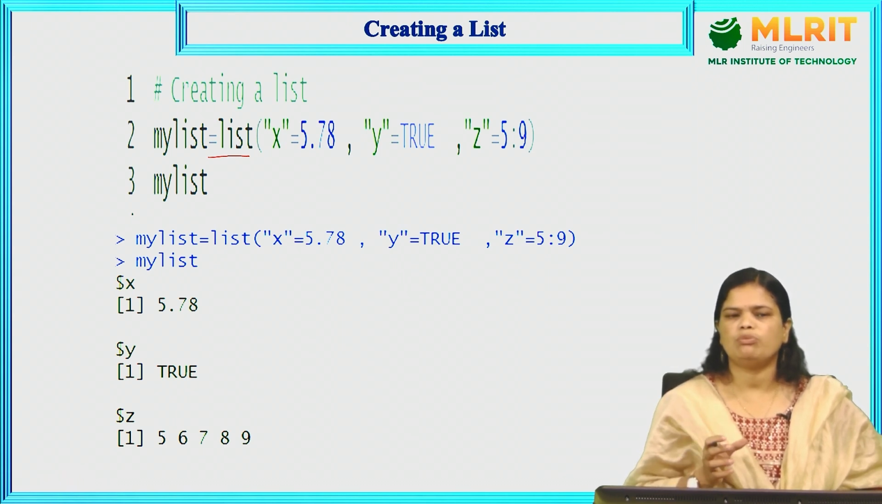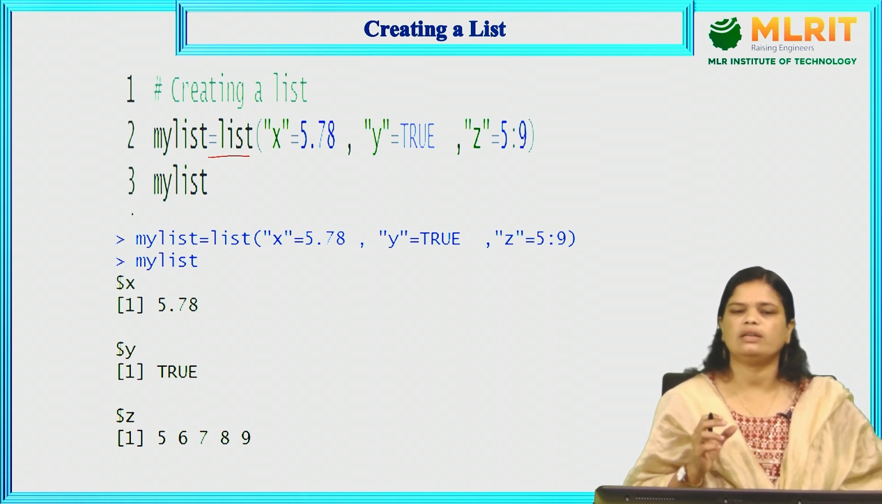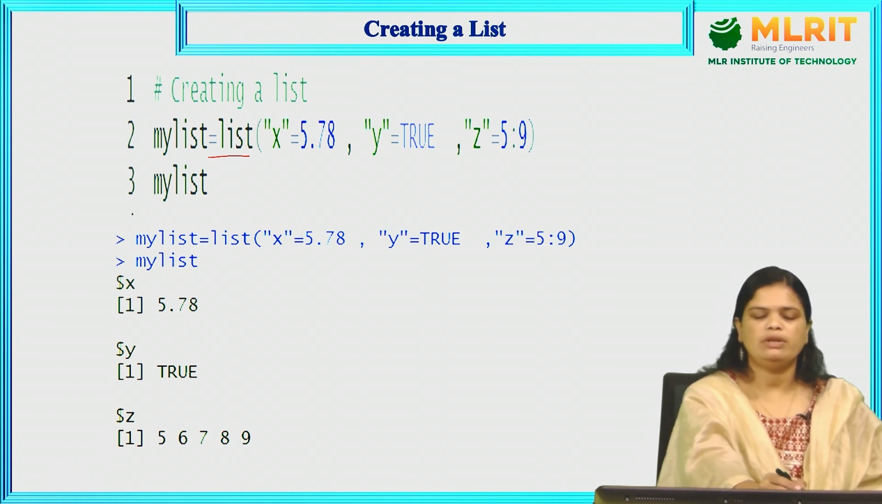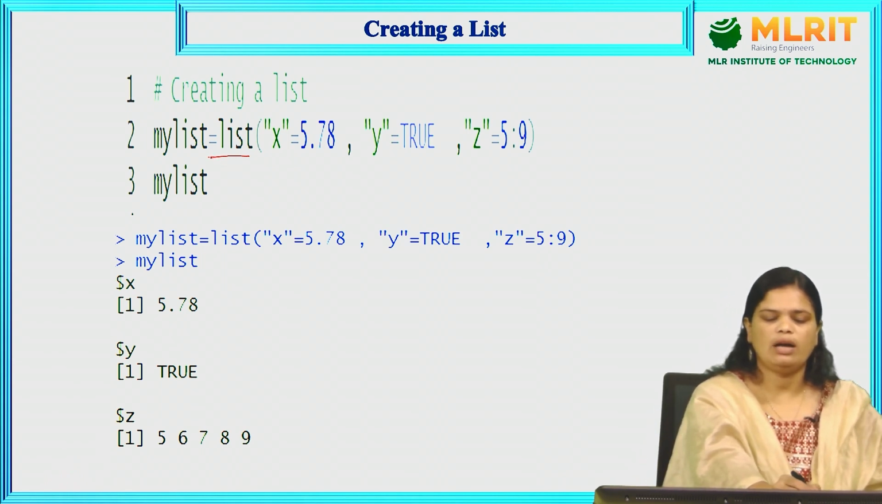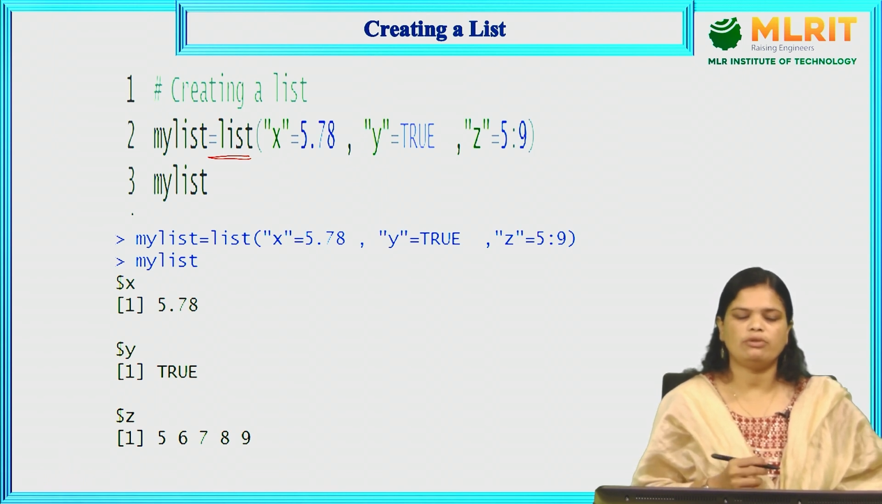So mostly we'll be using the c function for creating a vector. Very few times will we use the vector function for creating a vector. But in a list, we have to create a list by using the built-in function list only. That is the important thing you have to remember.